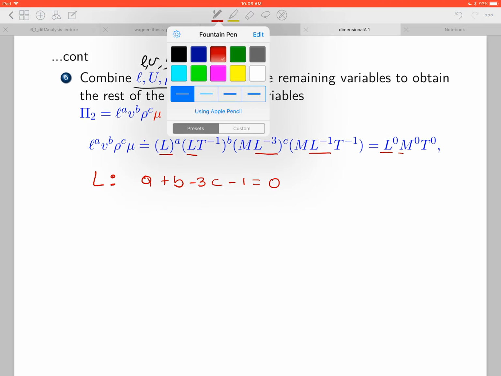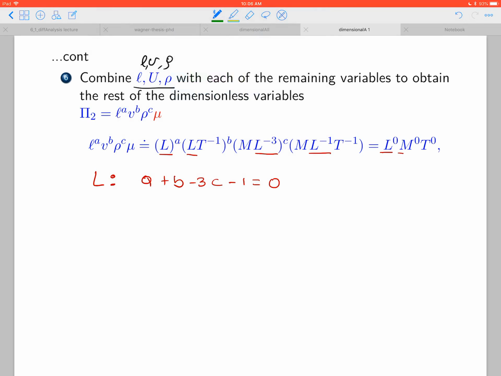Now we choose, for example, time. So we have t to the negative 1 to the power of b. So for time, the first one is minus b. Time, where is time? It's in there. Minus 1 equal to 0.